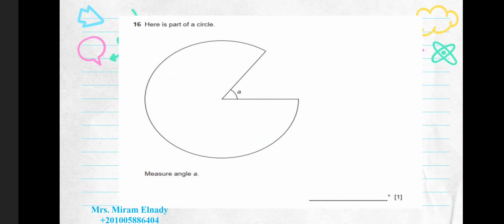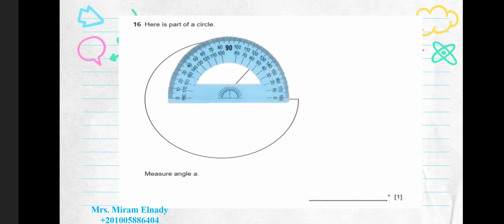We need to measure this angle. We have to use a protractor. Here is the protractor. Put the center of the protractor at the same center of the angle. The line of the zero, the same line. And check. It was between 50 and 60, almost 55. So yes, 55 degrees.